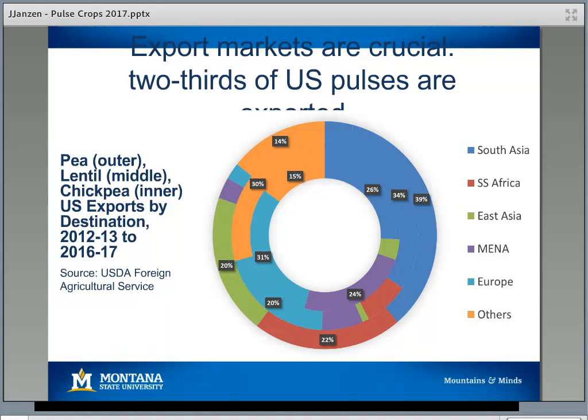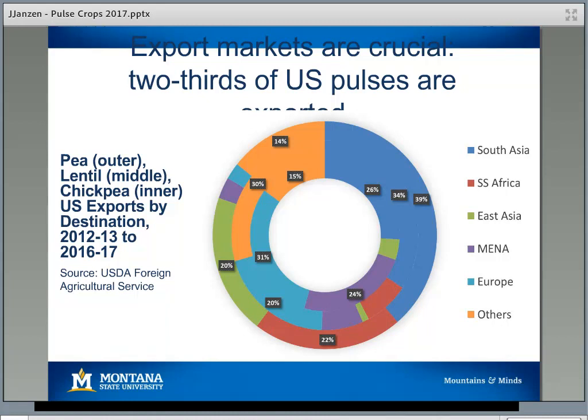Yeah, so pulse crops, we don't grow them for ourselves alone. Export markets are crucial. Two-thirds of U.S. pulses are exported. That's especially important for lentils. 85% of U.S. lentils are exported. So in that sense, we need export market demand to sustain the amount of acres that we're growing.